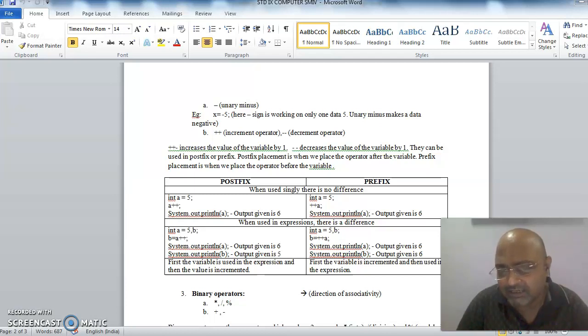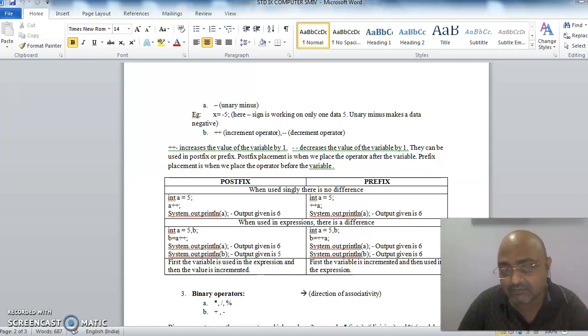On the other side of the table, if you see int a is equal to 5, and here instead of writing a plus plus I have written plus plus a. When you use increment or decrement operator after the variable, then it is known as postfix. Post means baad mein, so anything which you put after the variable is postfix. If you put the plus plus sign or minus minus sign before the variable, then it is prefix.